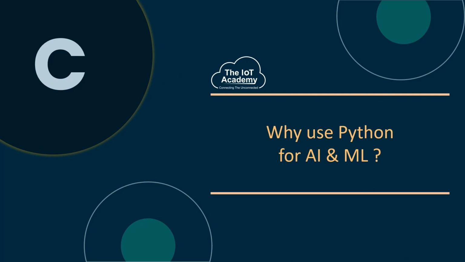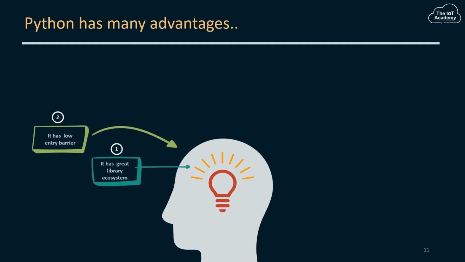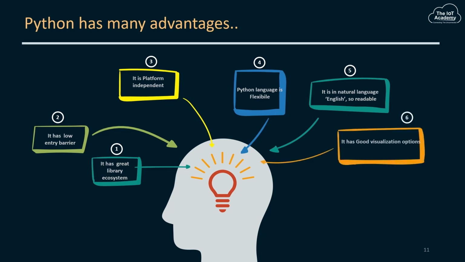Why use Python for AI and ML? Python has many advantages. It has great library ecosystem. It has low entry barrier. It is platform independent. Python language is flexible. It is in natural language, English, so readable. It has good visualization options. It has great community support.